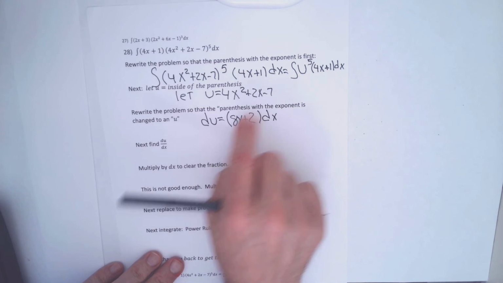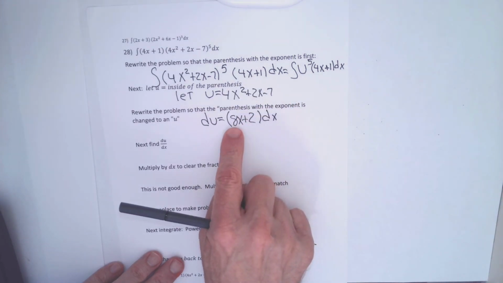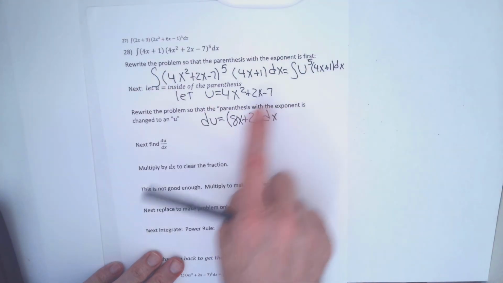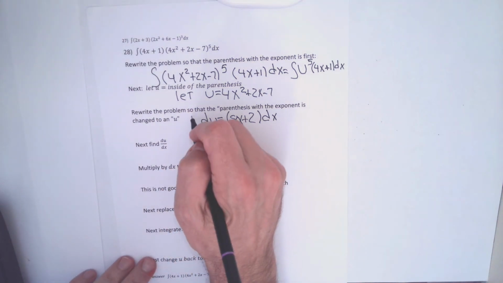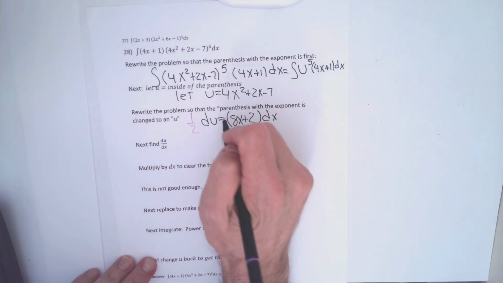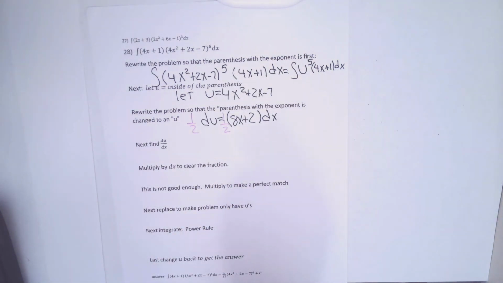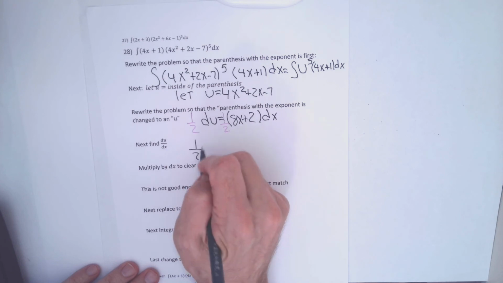I need to make this 8 into a 4, that 2 into a 1. 8 divided by 2 is 4. 2 divided by 2 is 1. So this divided by 2 is that. And instead of dividing by 2, I'm going to multiply by 1/2. And this is going to give me 1/2 du.